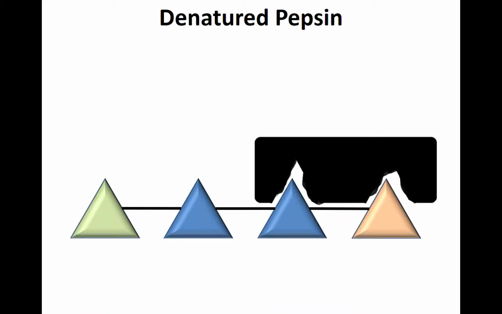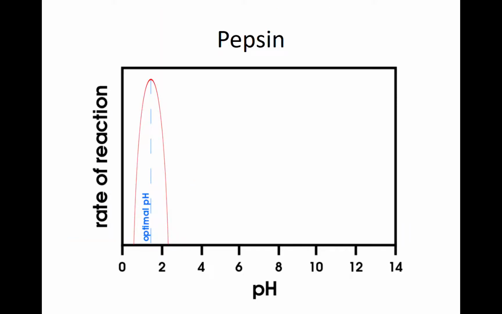Again, because it becomes denatured, the substrate no longer fits into the active site, and so pepsin will no longer be able to break the protein down into amino acids. Here we have our graph again, showing that the optimum pH, the peak of the graph, is around 1.7.